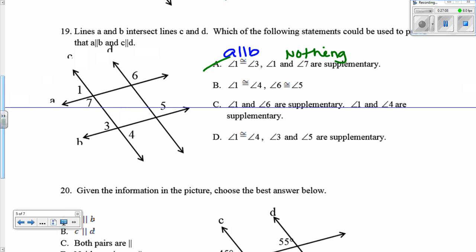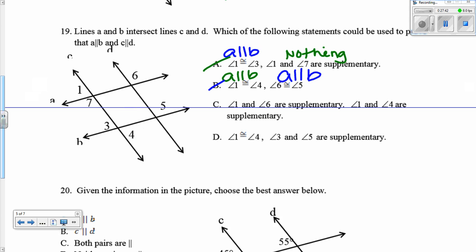Let's look at my next set of information. I know angle 1 is congruent to angle 4. Since those are alternate exteriors, that tells me that A and B are parallel. Now look at 6 and 5. 6 and 5 are corresponding, but since they're both using A and B, that's still telling me that A and B are parallel. So, can't be B.